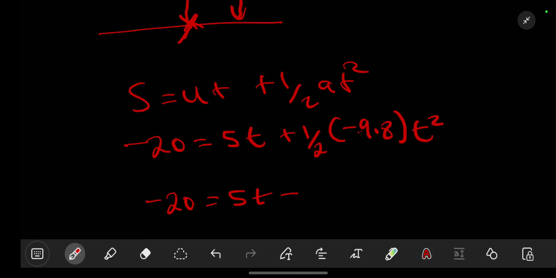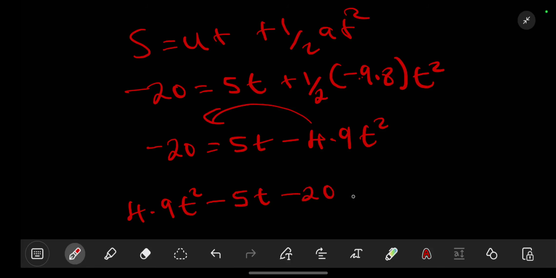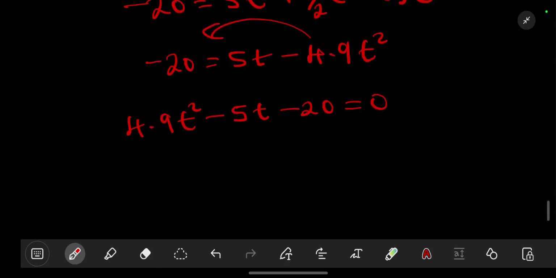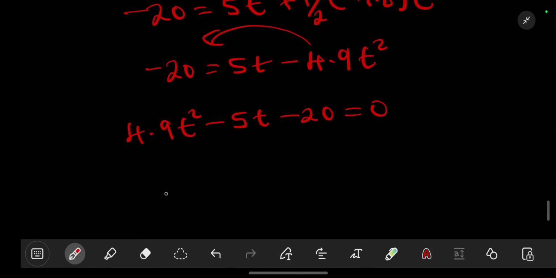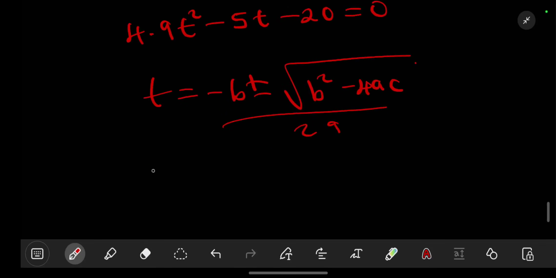Negative times that, it will be negative half times 9.8, which is 4.9, then we have t squared. Let's take things there. We have 4.9t squared minus 5t minus 20. So when we do that, we are going now to use the quadratic formula. Our t is equal to negative b plus or minus the square root of b squared minus 4ac, over 2a. So our t should be equal to negative, what is our b?